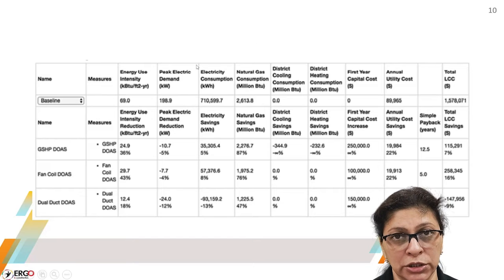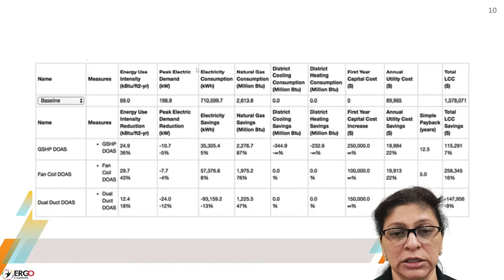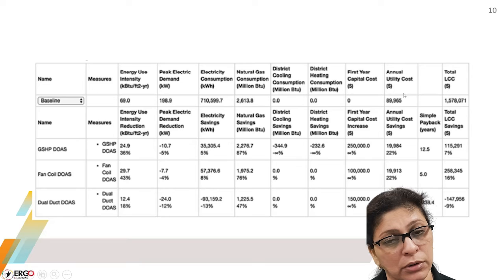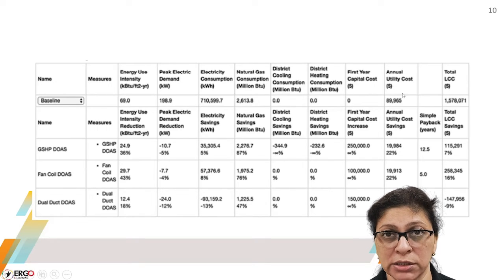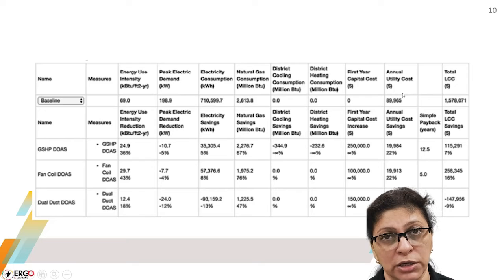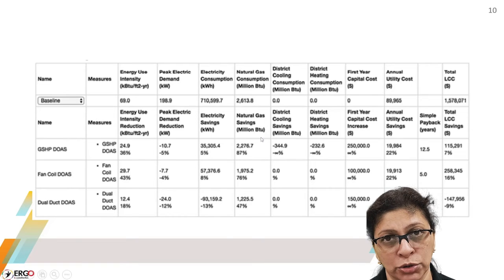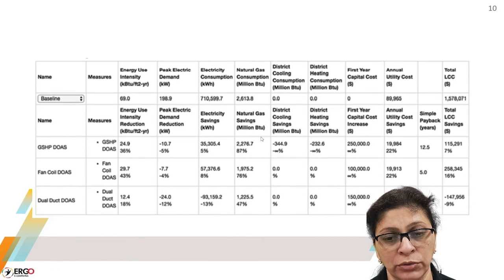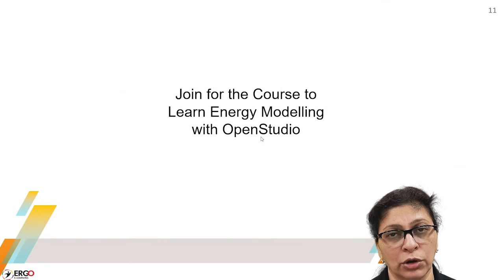So what is the energy use, what is the change in peak demand, what is the change in gas consumption, district cooling, heating, and so on. Also there is a possibility of adding a tariff, so you can also analyze annual use based on tariff, and life cycle cost analysis is also possible. So this is how the PAT tool works, and I believe that this tool will be very much helpful if you are working with OpenStudio and looking for energy saving.